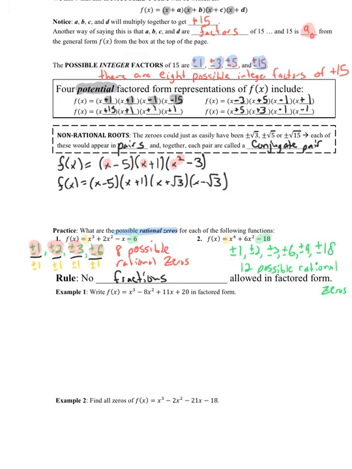Whenever we write one in factored form, no fractions allowed. So you can't have like x minus 1/2 or x minus 3/2 or x plus 5/7. You can't have that. You have to write it a little differently. We'll take a look at an example together and talk about it. I'll talk about that no fractions in a second here. Actually, we'll talk about it right now.